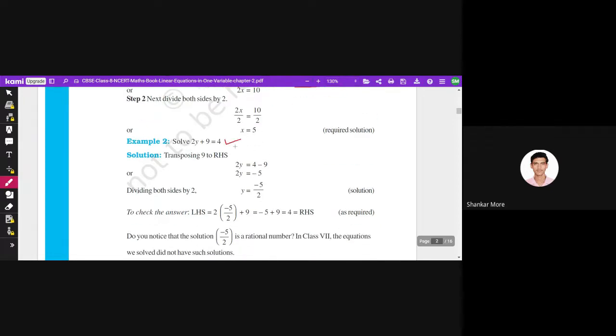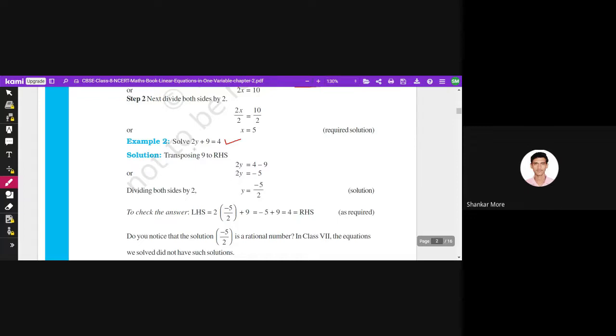Now we have one more equation, that is 2y is equals to 9 plus 4. Now in this equation, we are going to change our approach slightly. We can take first approach, that we can subtract 9 from both sides. 9 दोनों साइड से subtract कर सकते हैं. That is one way. Second way is we can transpose the 9 on the RHS.